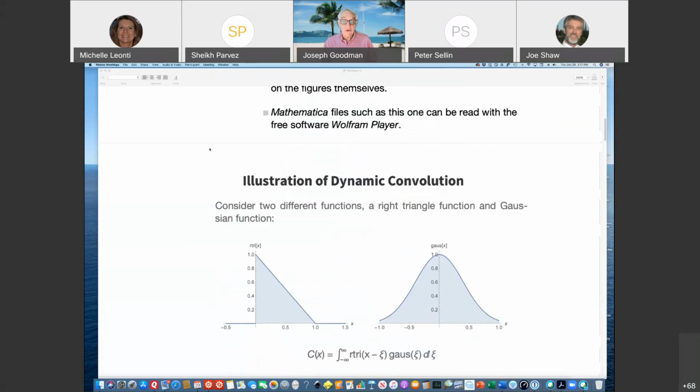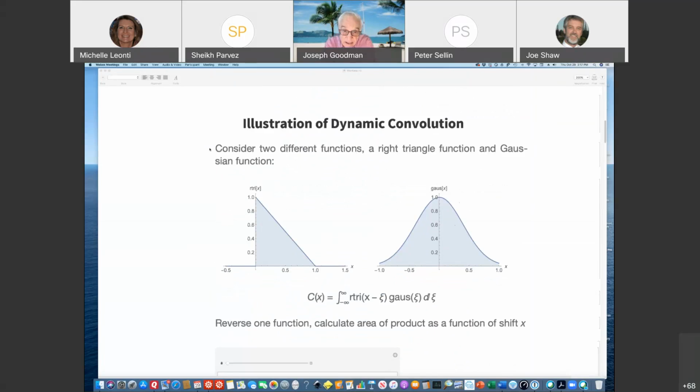So my first illustration is for the concept of convolution. Convolution, of course, arises in many different scenarios. We find it in linear systems analysis, whether it be time functions or space functions in optics. I'm illustrating here with a one-dimensional example. I would like to convolve this right triangle function with this Gaussian function.